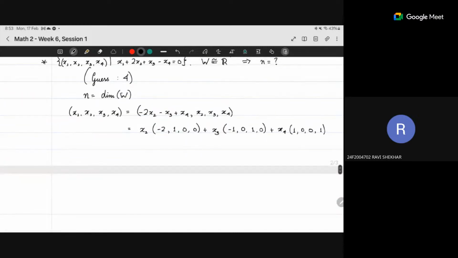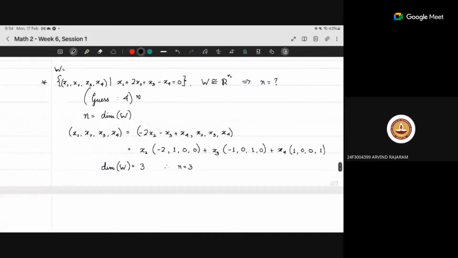So what do you observe? Every element in W can be written as a linear combination of how many vectors? Three vectors, and that these three vectors are linearly independent is also something that you can verify. So the dimension of W is 3. Therefore, n is equal to 3. So this guess was not exactly correct. It is a subspace of R4, yes, but it is not isomorphic to R4.